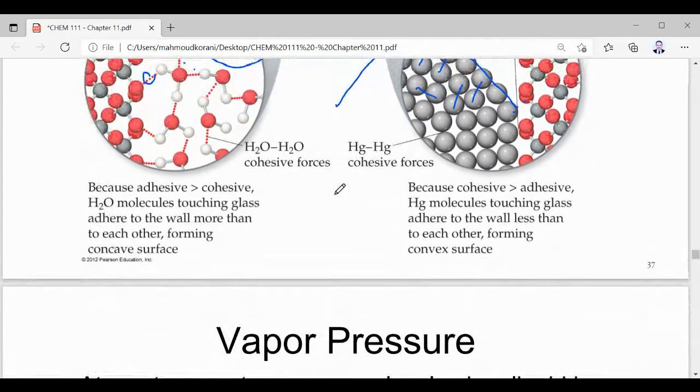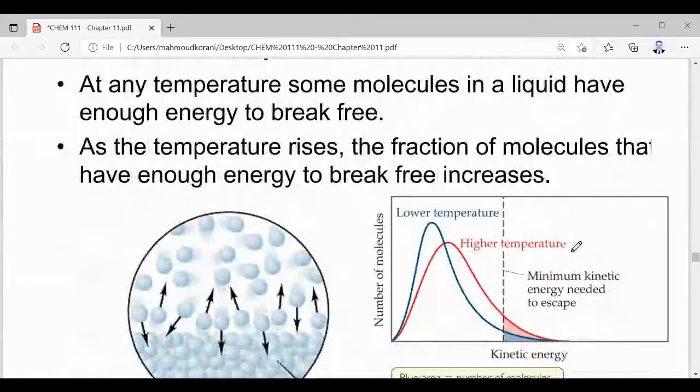So because the adhesive force here is greater than the cohesive force, H2O molecules touching the glass adhere to the wall more than to each other, forming the concave surface. On the other side, in mercury in glass, the cohesive force is greater than the adhesive force. So Hg molecules touching the glass adhere to the wall less than to each other, forming the convex surface.